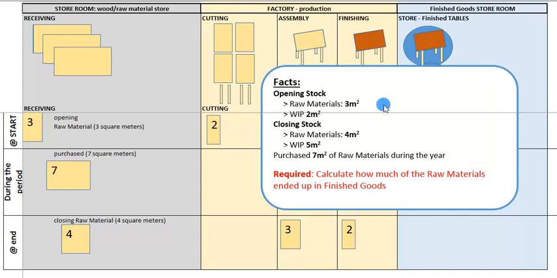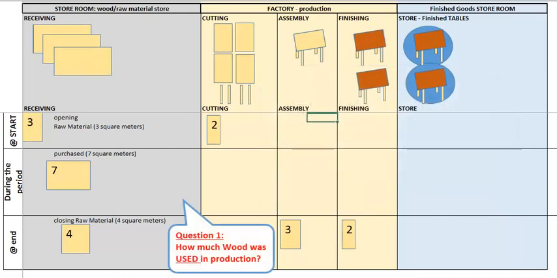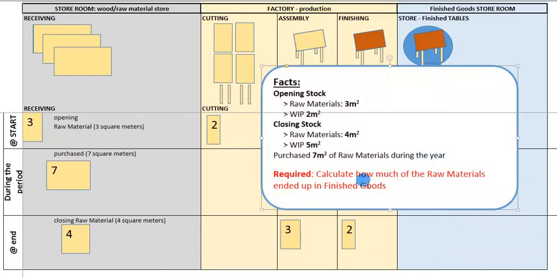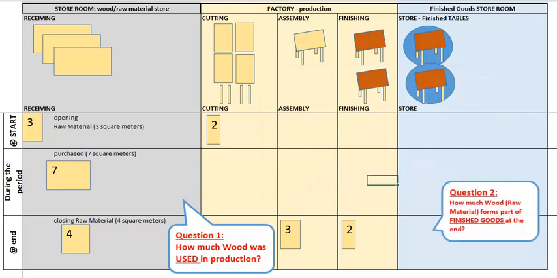So we're going to answer 2 questions in order to determine that. Question 1 is, how much wood was actually used in production? So the first thing that we're going to have to calculate is how much of this wood here, the 3 and the 7, was actually issued to production. Right, that's the first question. The next question that we'll have to calculate is how much wood, raw material, forms part of the finished goods at the end of the period. So those are the 2 questions we're going to answer in order to determine how much of the raw materials ended up in finished goods. Alright, let's give that a go.